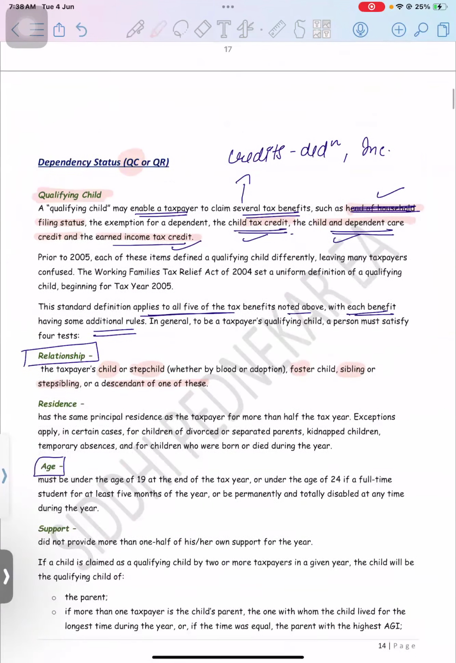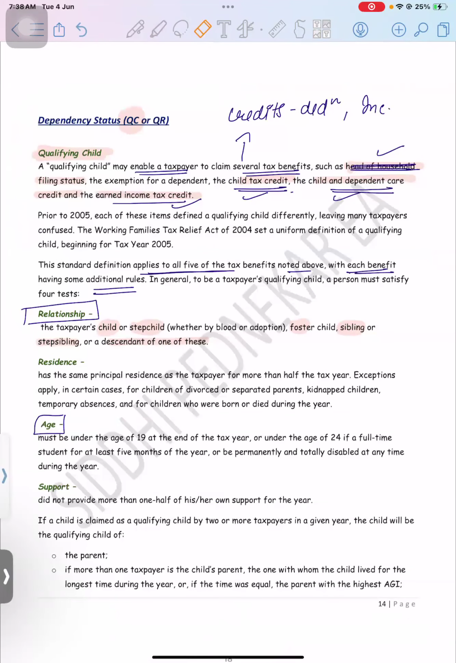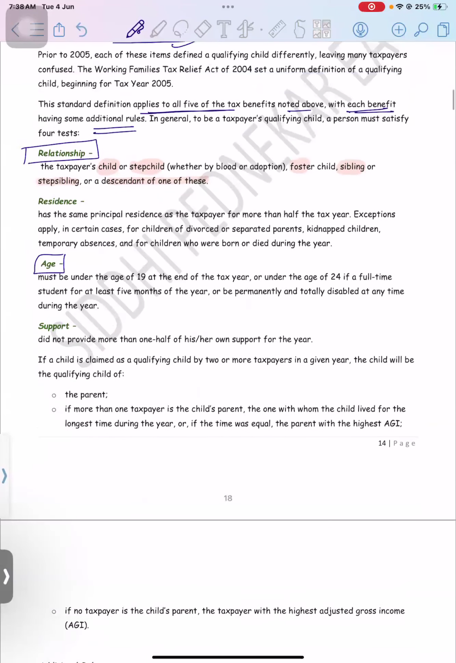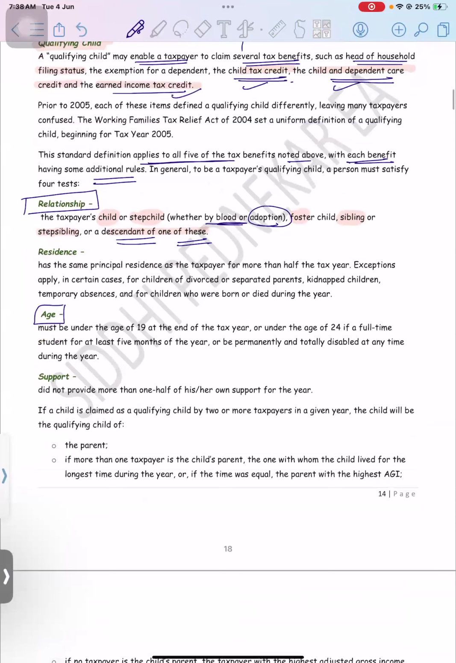The same thing is there over here. That's why it is mentioned HOH, but it's better to understand the HOH definition from the above criteria. It's separately given. Now the relationship is clear for everyone. It should be only child, stepchild, foster child, sibling, or step sibling, or a descendant of any of them. It has to be a blood or adopted relative. The second thing is adopted child and foster child. Everyone knows the difference between adopted and foster child.